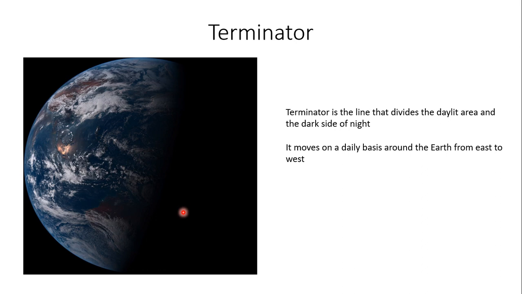And it moves on a daily basis around the Earth. Of course, every day is 24 hours. And the sunrise-sunset times are going to change throughout the course of the year depending on your latitude, where you're located on the Earth, and the time of year, the season. But in general, this is the Terminator line. So anywhere in the dark to the right portion of this image, it's night. And anywhere to the left on this satellite image, it's daytime.